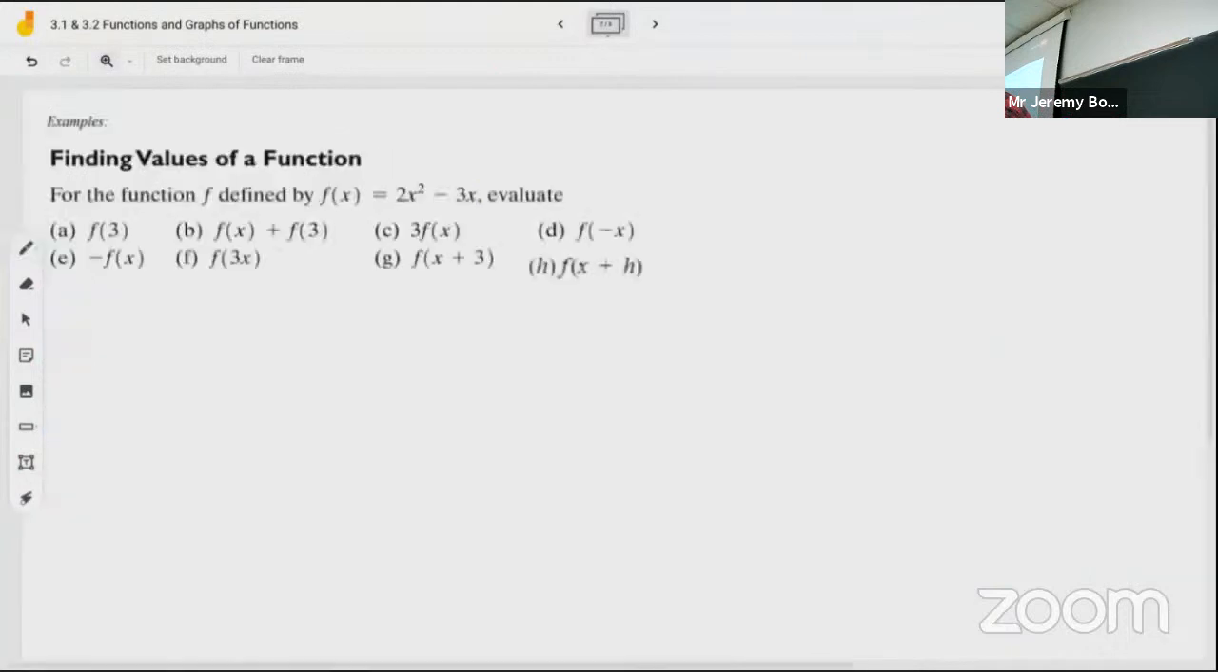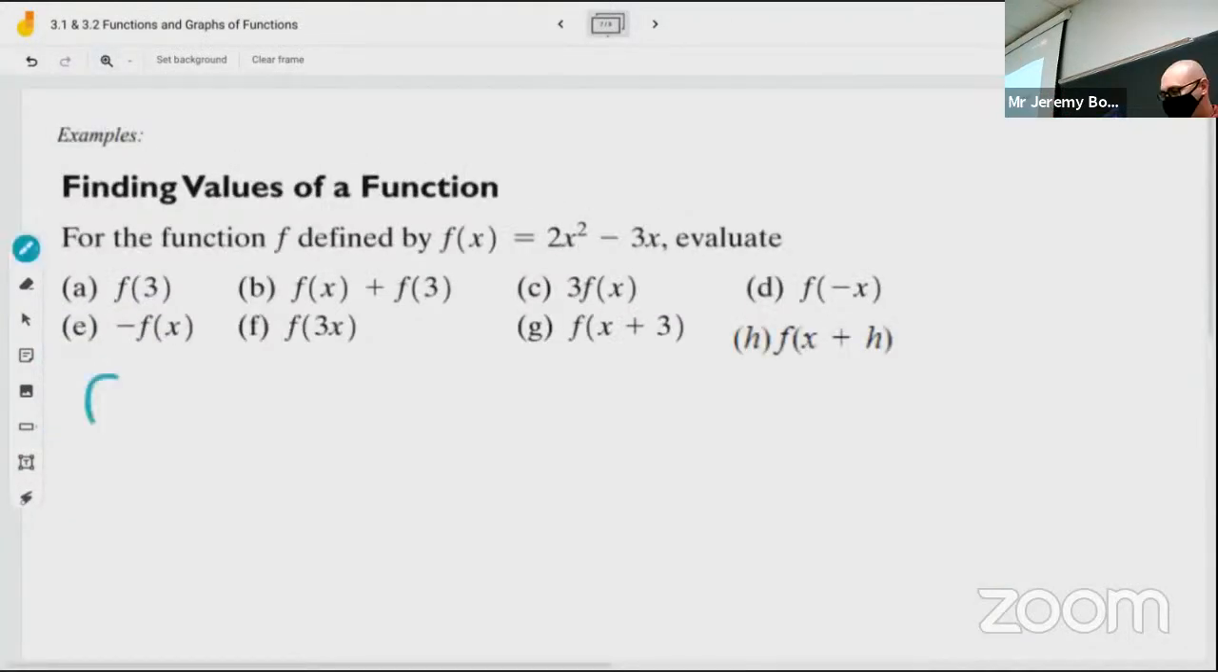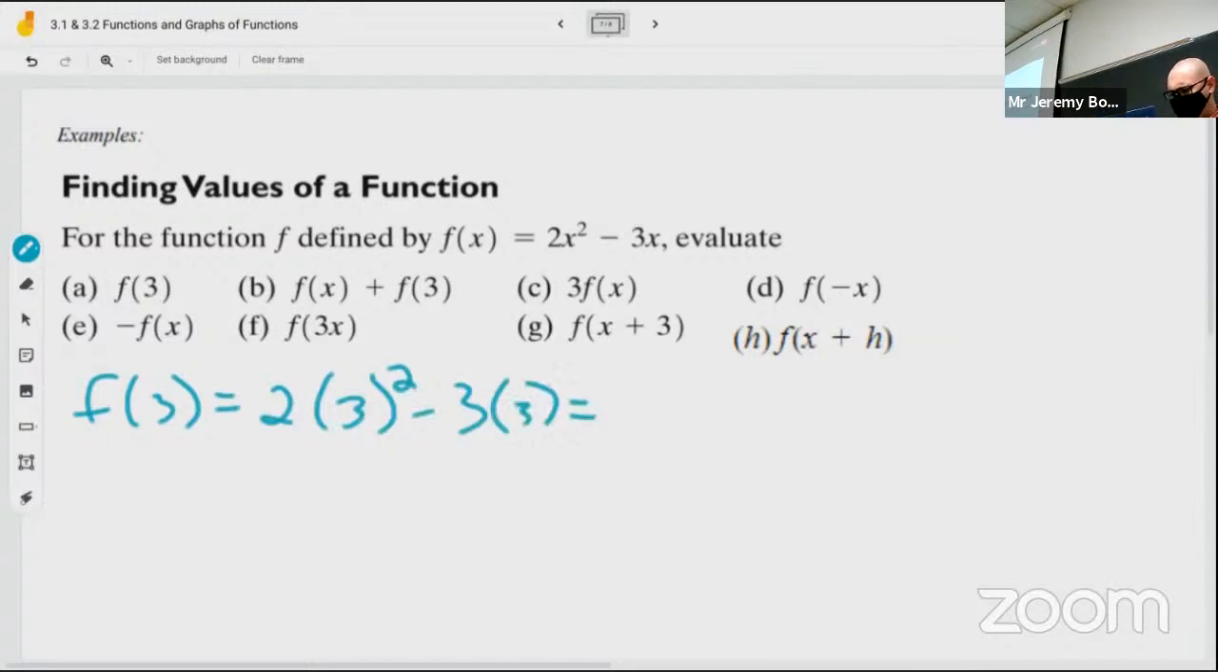Have one for y'all to try. So f of 3 first. I think we know that one. We're going to plug in a 3 for our x's. Make sure you do it for all of them. And we're going to get what? 18 minus 9. So you got 9? Yeah.